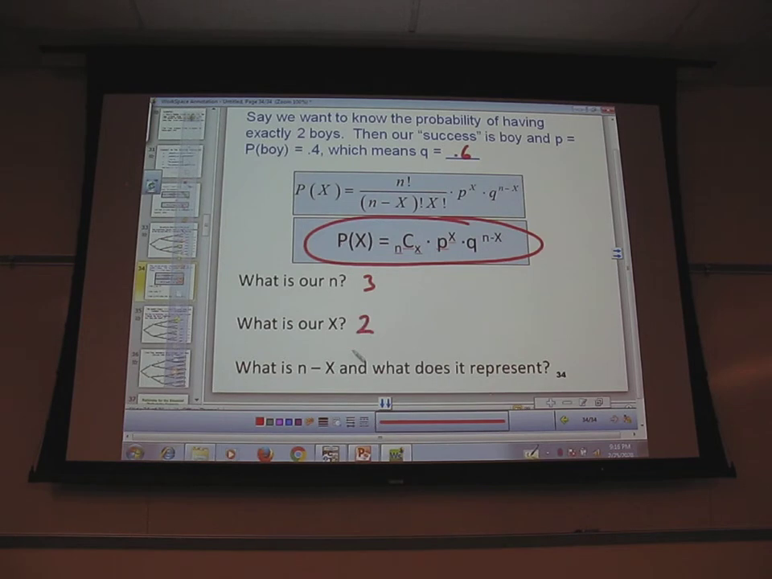Am I going too fast? Okay. So then what's n minus x? 3 minus 2, that's 1. What does 1 represent? Yeah, the number of girls, the number of failures.